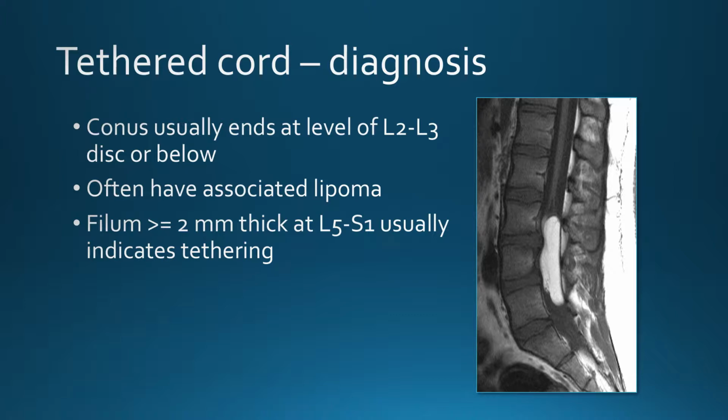So how do we decide if the cord is tethered? The easiest thing is to look at the location of the conus. The conus normally should be above L2-3. So if the conus ends at the level of the L2-3 disc or below, most of the time it will be associated with clinical signs of tethered cord. Often, but not always, there'll be an associated lipoma, and the filum is often thickened. So if the filum is greater than or equal to 2 millimeters thick at the L5-S1 level, that usually indicates a tethered cord.